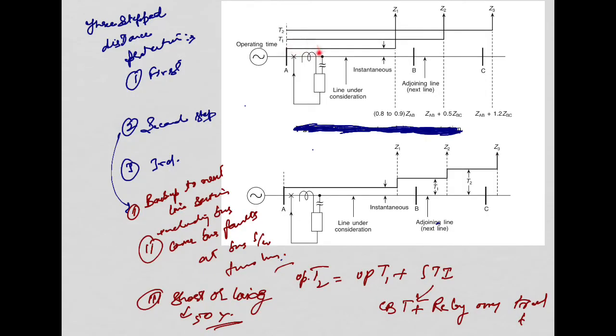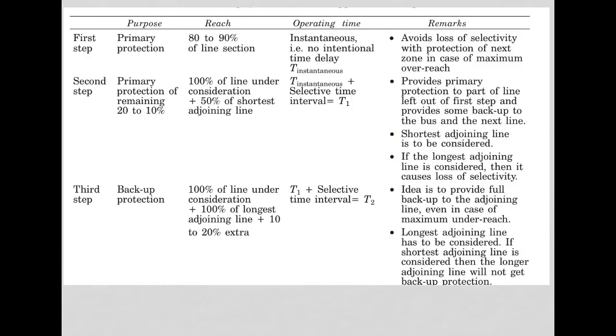So from this, first of all, we will have this protection, that is 80 to 90%. Then we will have up to 50%, but this rule we have to take into consideration: it is given to the smallest line, not to the longest line. Then the third step is up to 120% of this line.